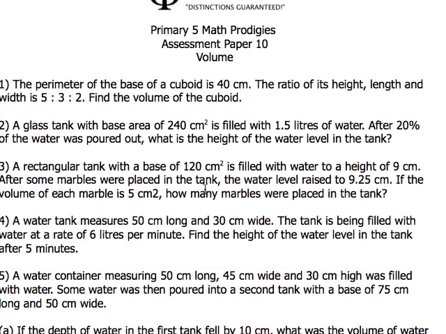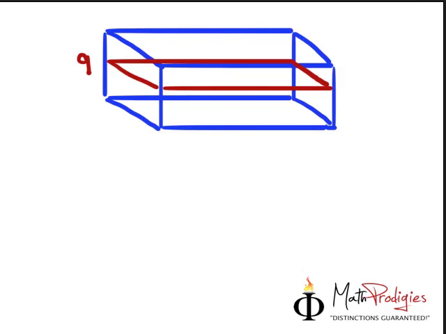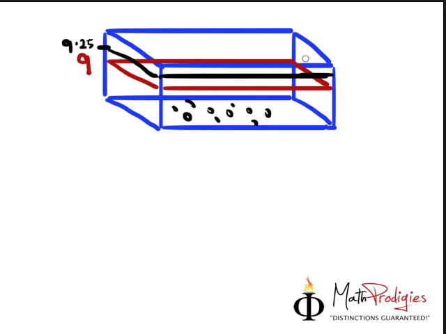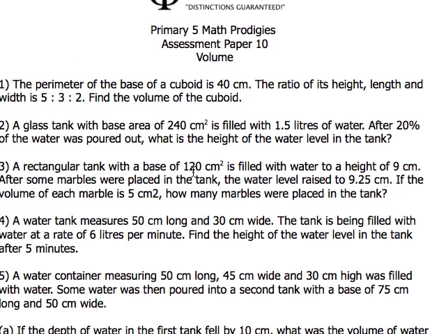Then marbles were placed in the tank and the water level rose to 9.25. So I'm going to use a different color, black. Let's imagine some marbles being thrown in. I don't know how many, I'll draw randomly. Then it rose to 9.25. We'll try and draw this as accurately as possible. As you can see, there's a difference in the water level. It went up, from here to 9.25. What was the base area? They told us it was 120 cm squared.